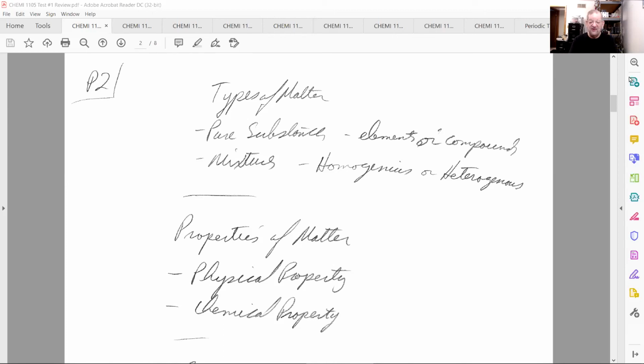Now, heterogeneous, it's not the same throughout. An example of that would be if you've ever seen oil vinaigrette dressing, there's two layers. Or an easier way to think of it is if I had a beaker of water and I dumped in a handful of sand, mixed it up real good with a stirring rod, and then let it set, all the sand would be at the bottom and the rest would be water, and that would be heterogeneous.